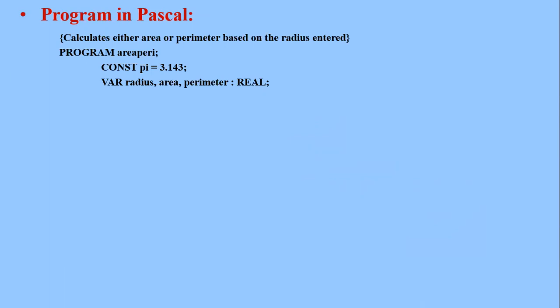So this is a declaration statement for the following memory locations: radius, area, and perimeter. They are going to hold data of type real, that means data with a fractional part, and they are variables. The content in them will be changing. Begin. Display the following statement: writeln, enter the radius of the circle. This statement will be displayed on the screen. Then readln radius, so read the value entered and store it in the memory location called radius and drop one line.